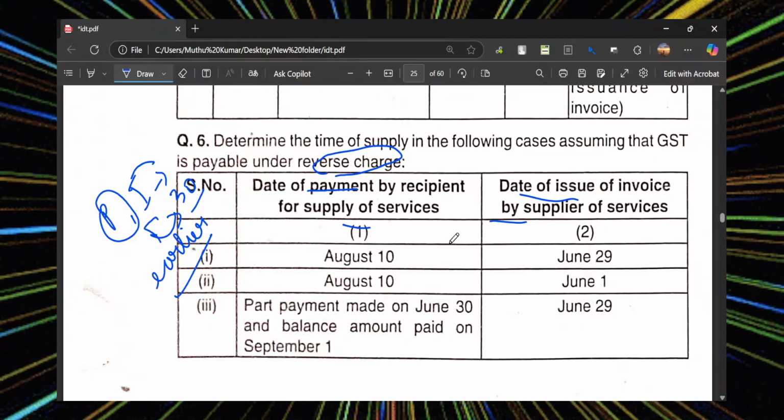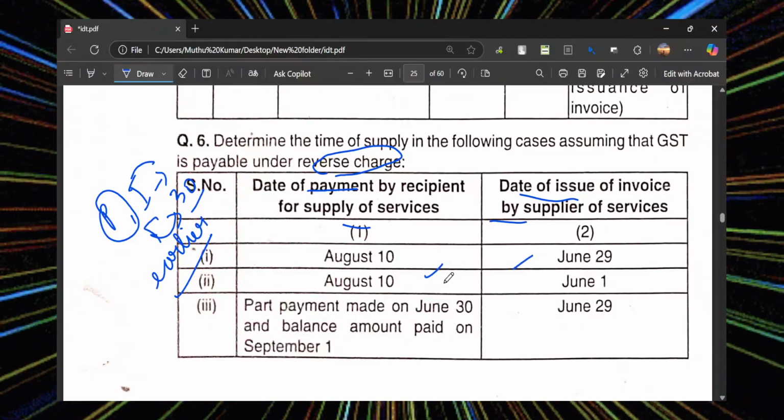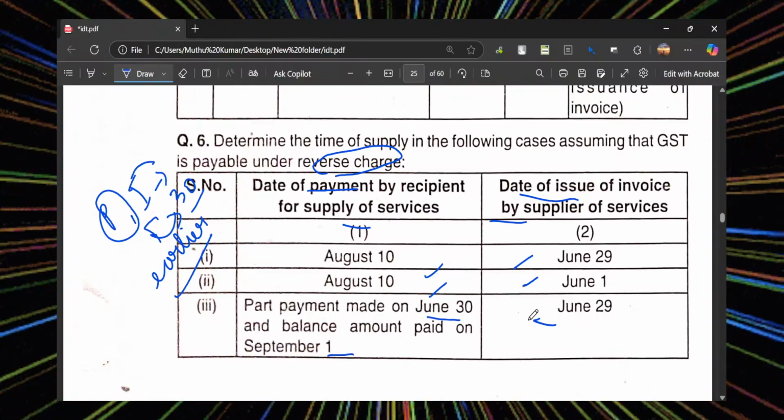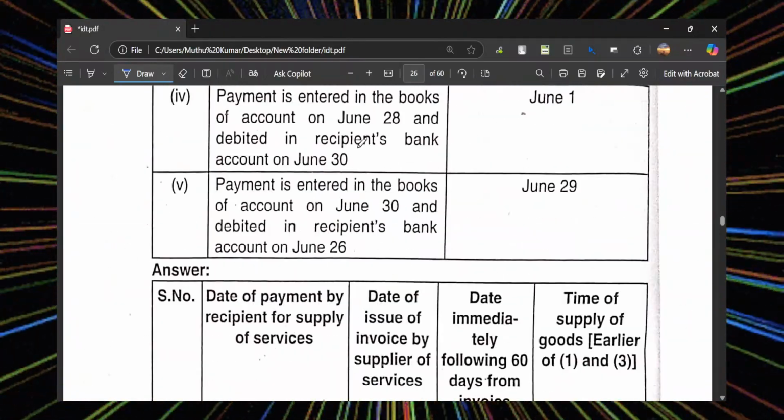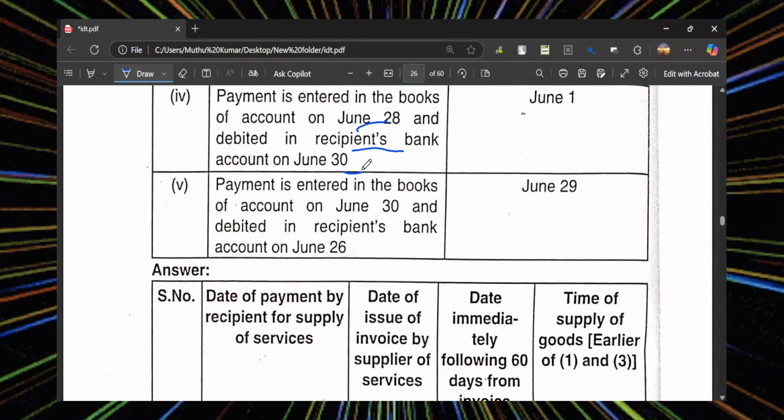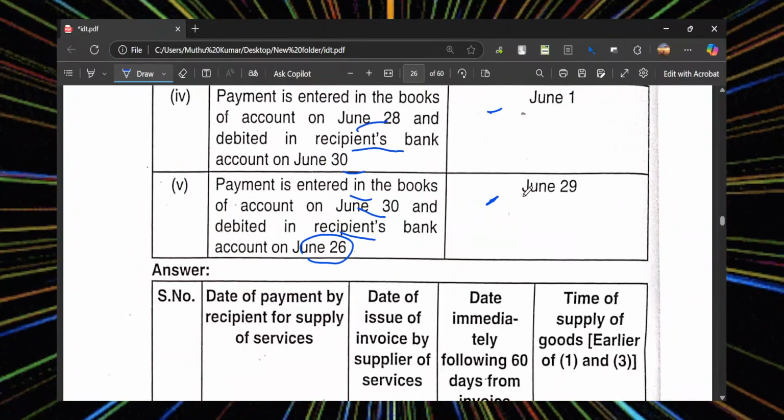So in this case, invoice June 29, payment August 10. Another case: invoice June 1, payment made June 30, balance amount on September 1. Next: payment entered into the books June 28 and debit in the recipient's bank account June 30. Next: payment entered in the books of account June 30 and debit in the recipient's bank June 26. And here payment June 29.